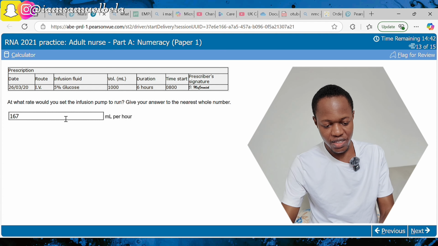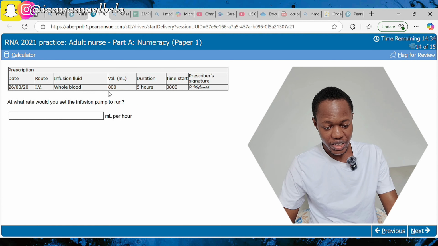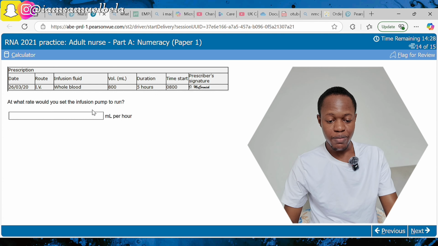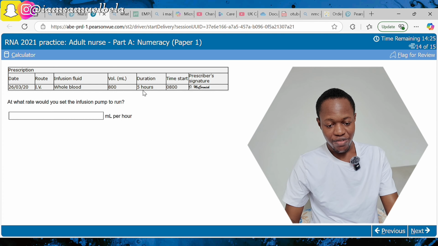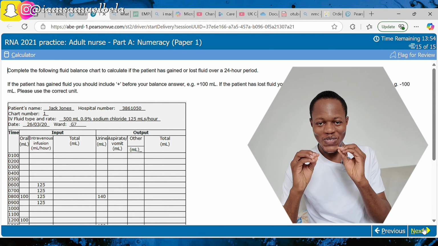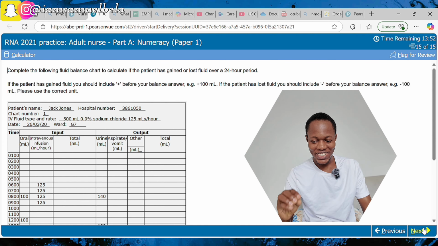So that will be 167. Another question says this is a blood, 800 ml, and to give for 5 hours. So how many ml per hour would you run? That's 800 divided by 5. So 800 divided by 5. Okay, 160. Now we have gotten to the most tricky part.